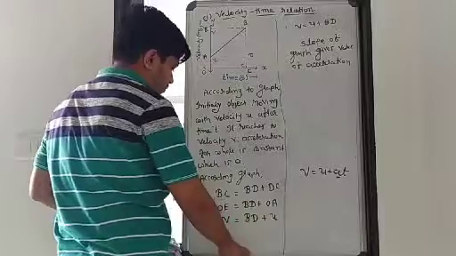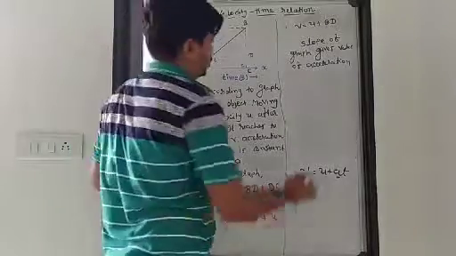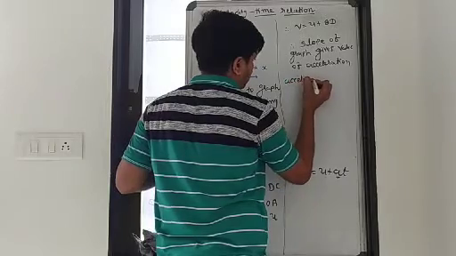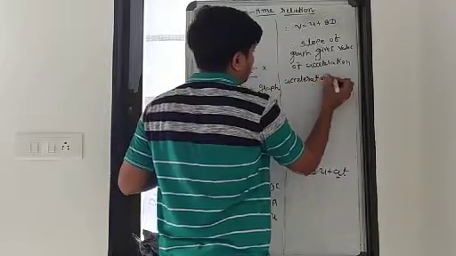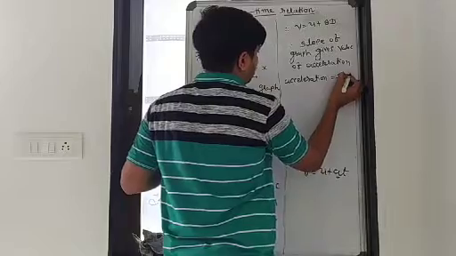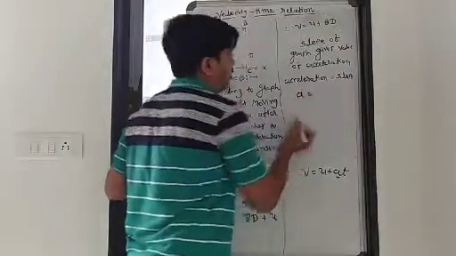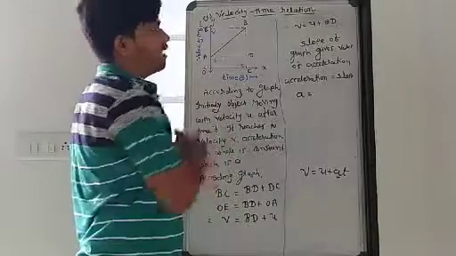Slope of graph gives value of acceleration. So according to it, you can say that the acceleration is equal to slope, right? So acceleration is denoted by A, and slope. How can you find out the slope?